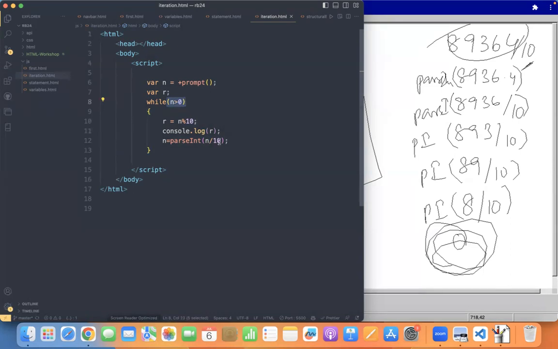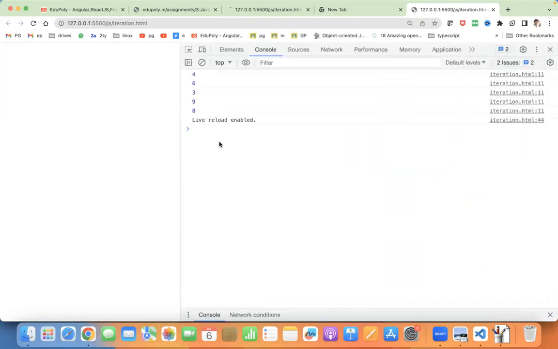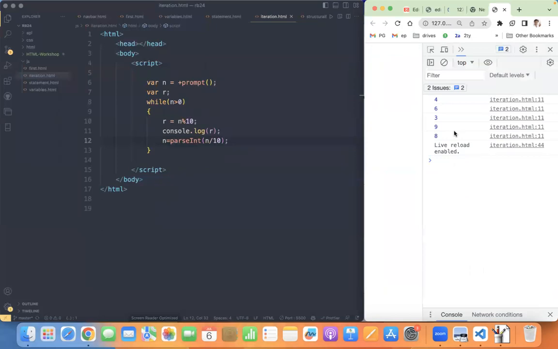So let me run this code, with the number 89364. The output is 46398.